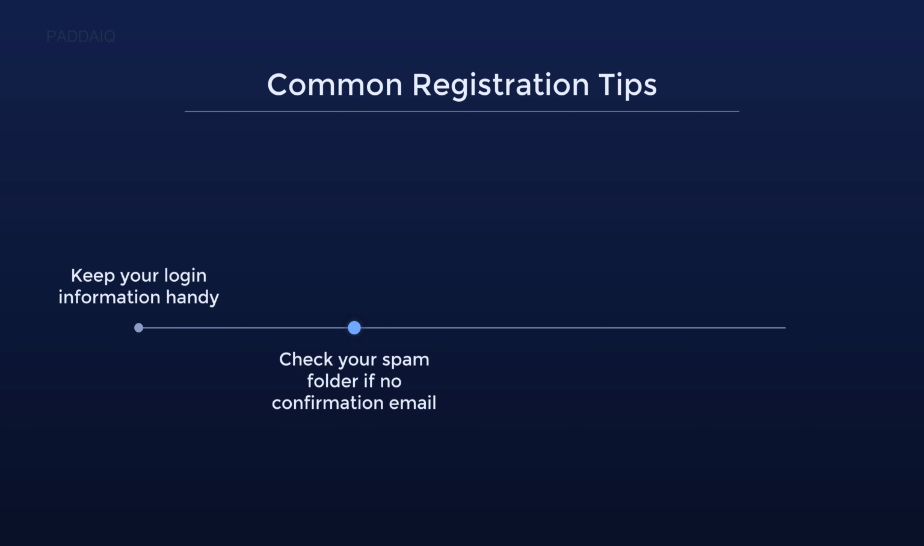Check your spam folder if no confirmation email. Automated emails sometimes get misclassified as junk by filters. For instance, when Sarah registered for SAP BTP, her confirmation went to spam, but she found it there after checking. Always verify your spam folder to ensure you do not miss important messages.